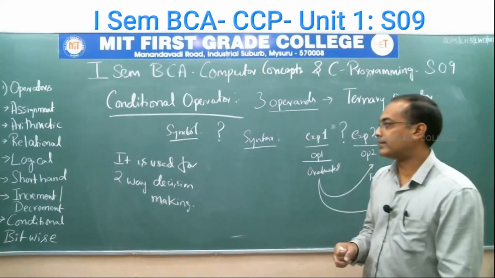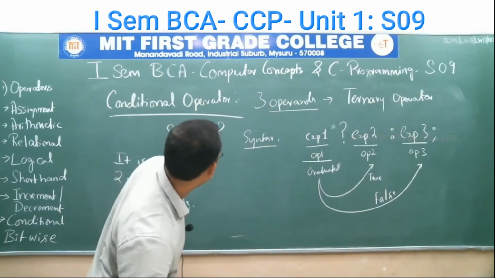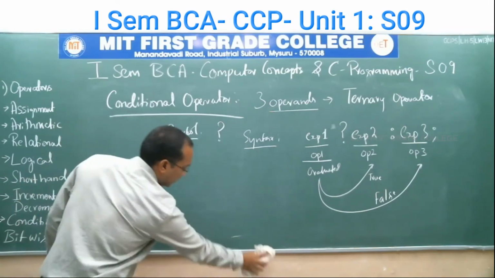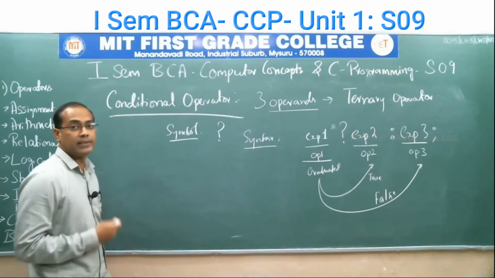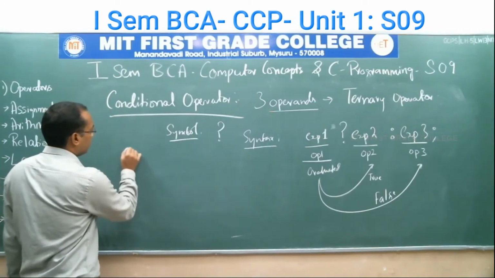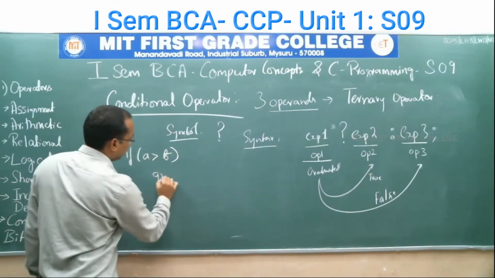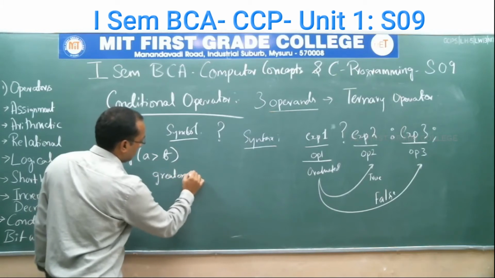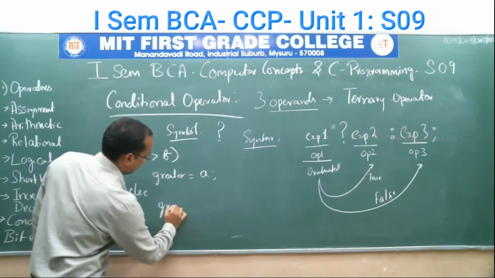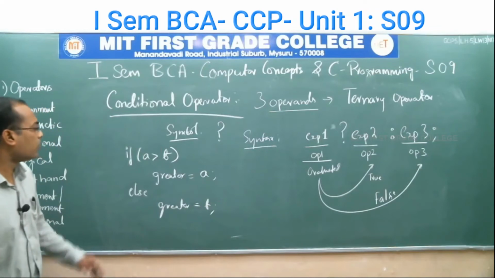I will take one simple example to make you understand how exactly this works. Suppose we want to check the greatest of two numbers. We already discussed one simple algorithm on this. What is the algorithm? If A greater than B, then greatest is equal to A, else greatest is equal to B.